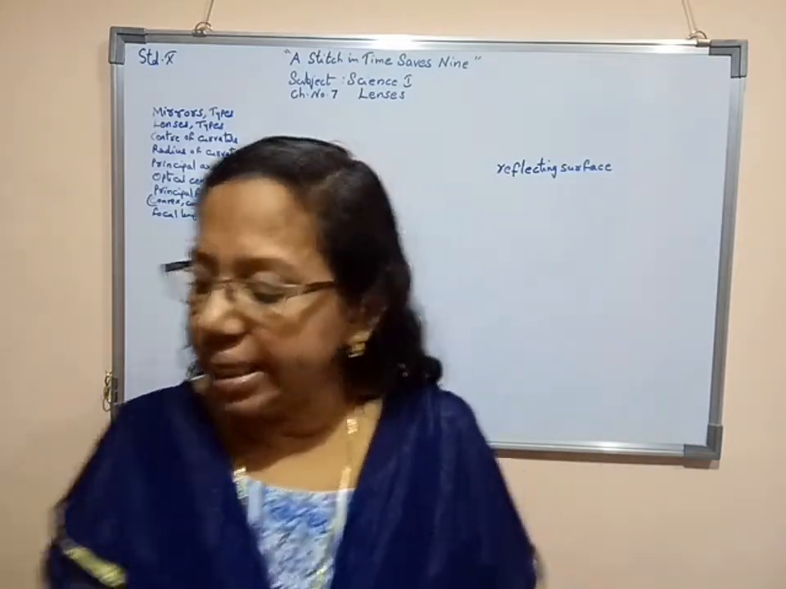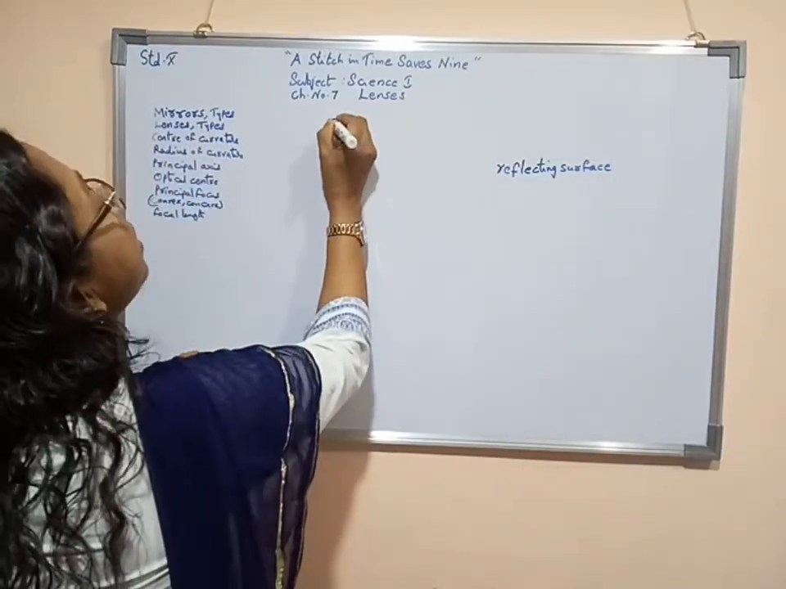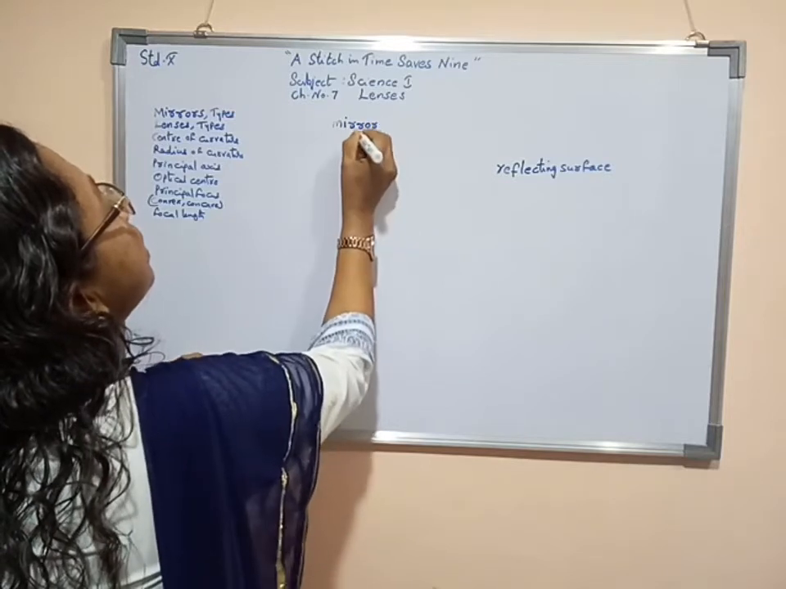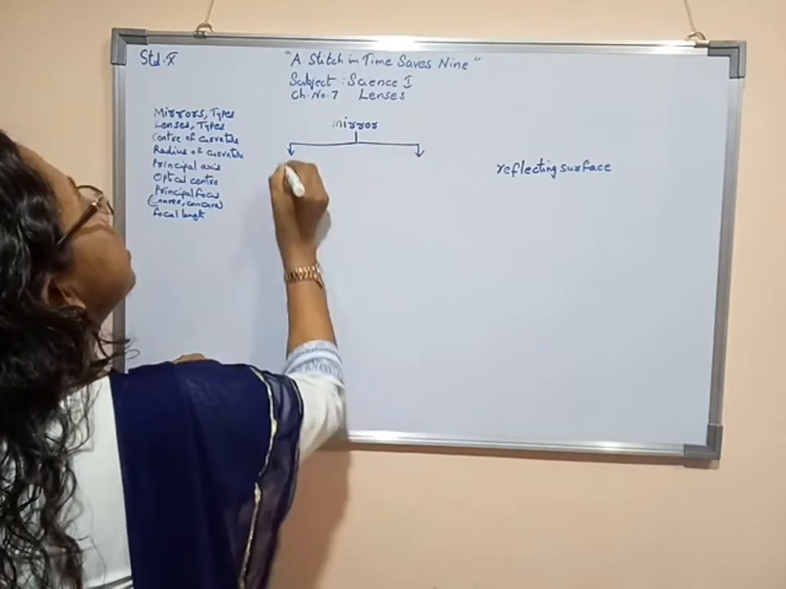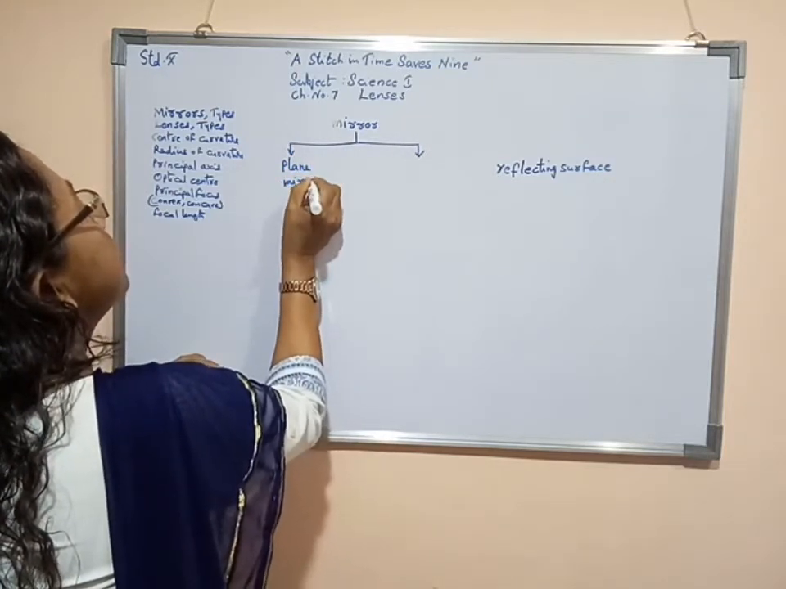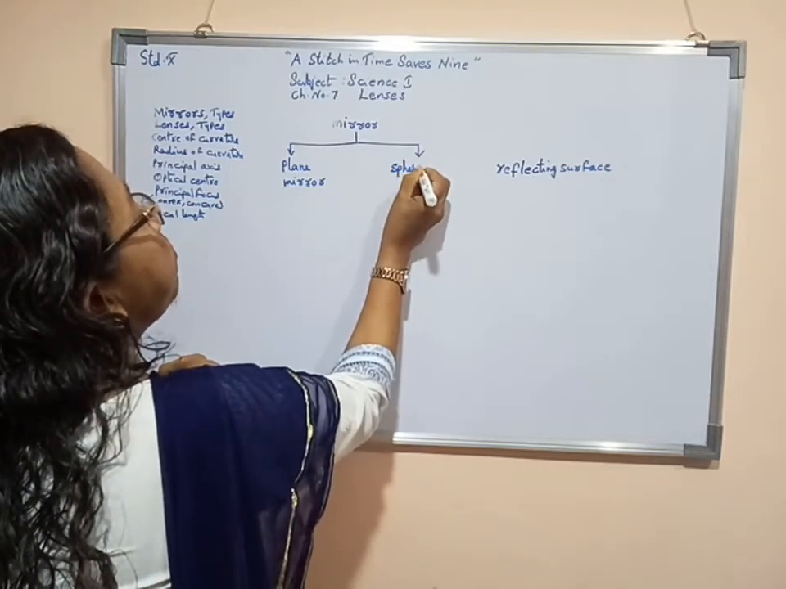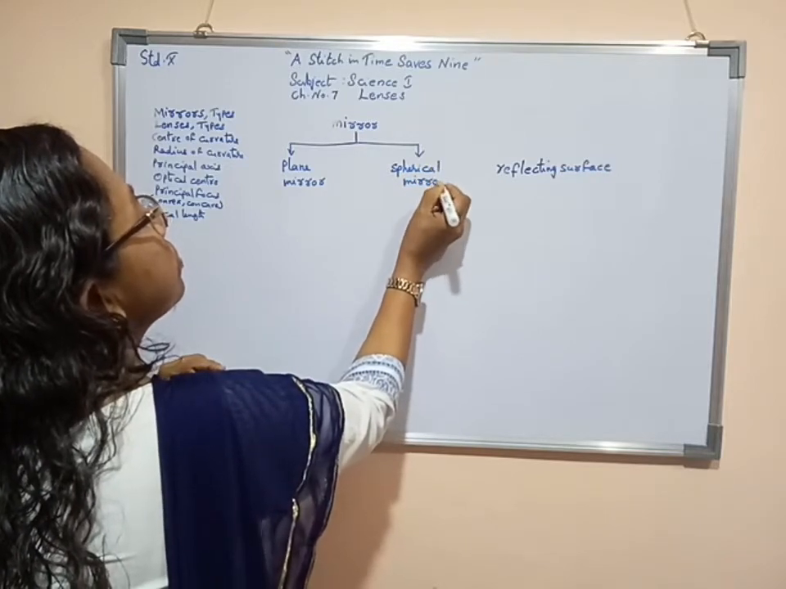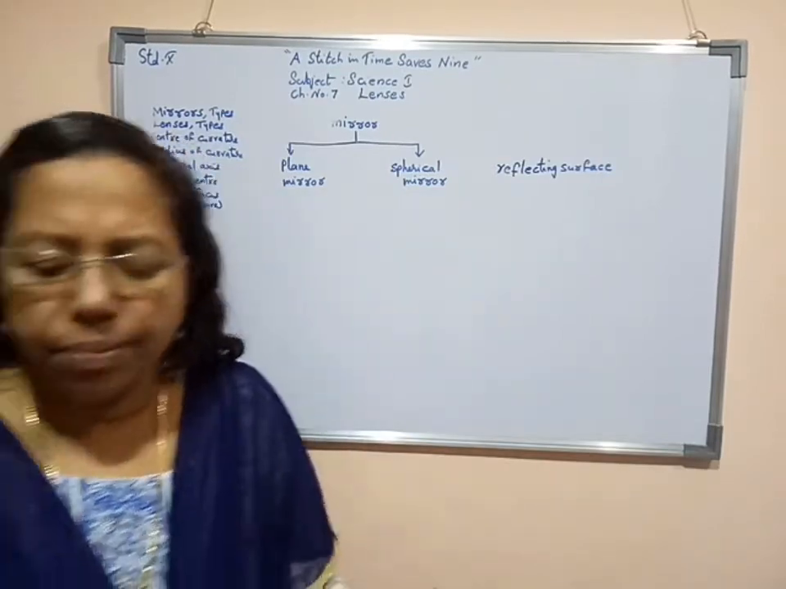Now we are studying about a spherical mirror. Before that I will tell you, mirror itself is of two types. One is known as plane mirror, the other one is known as spherical mirror. Now again, spherical mirror, I can say one example like that.